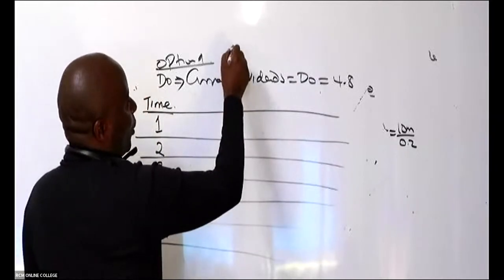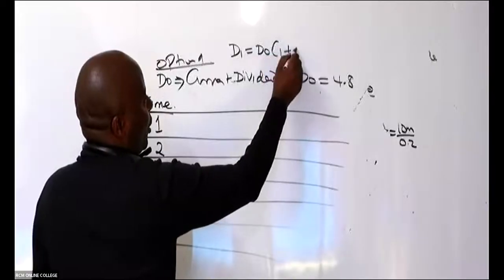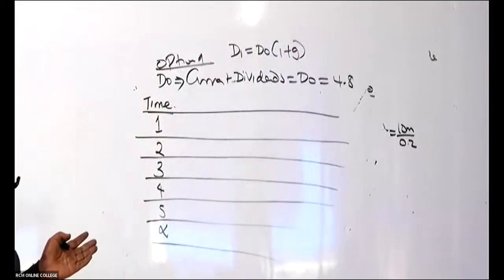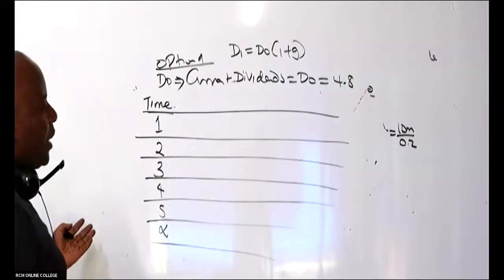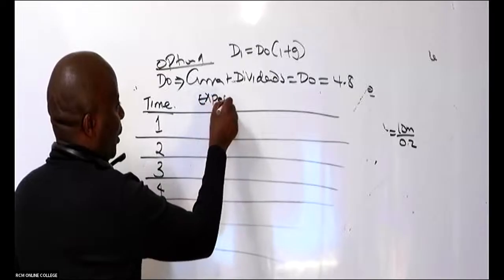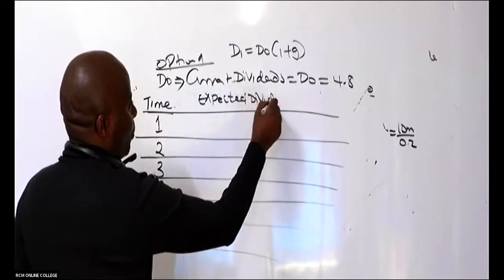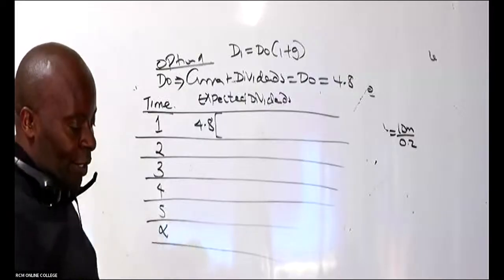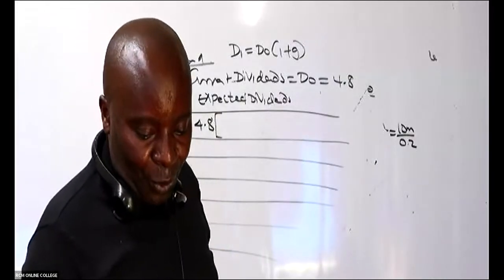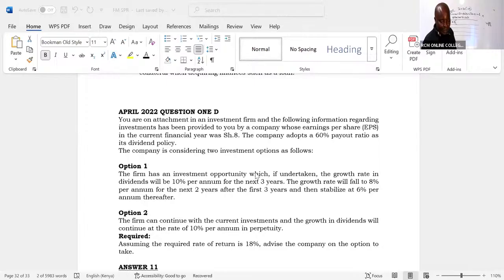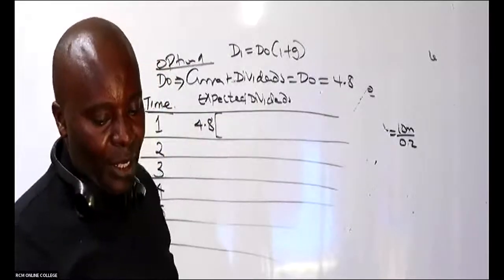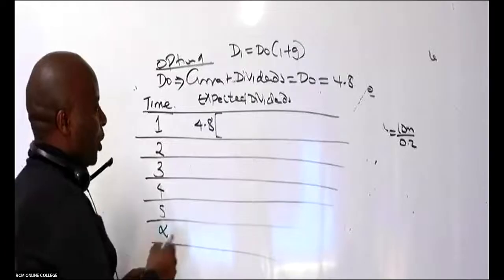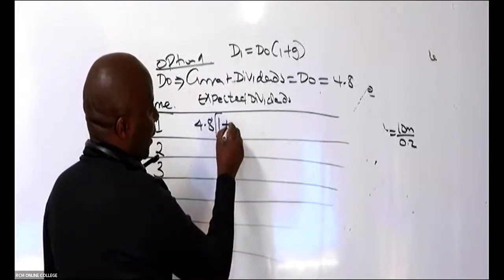And don't forget, of course, to get D1, I will take D0 times 1 plus g. Don't forget that. So in this case, let's get expected dividends. They have told us we'll talk of 4.8. For the first 3 years, the growth rate will be 10% per annum. So 10%. So now talk of 4.8 times 1 plus 0.1.